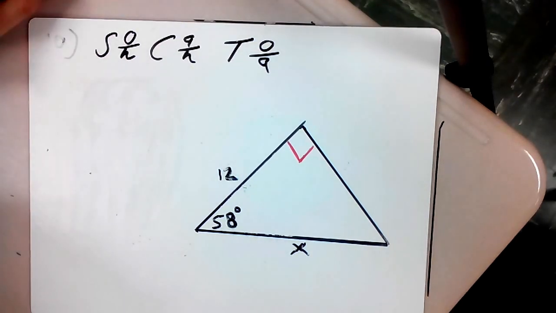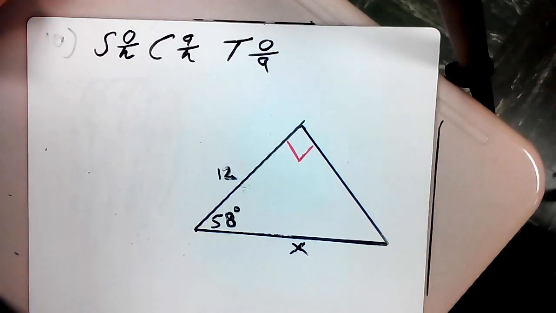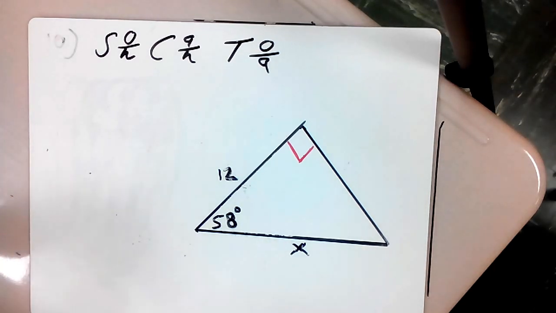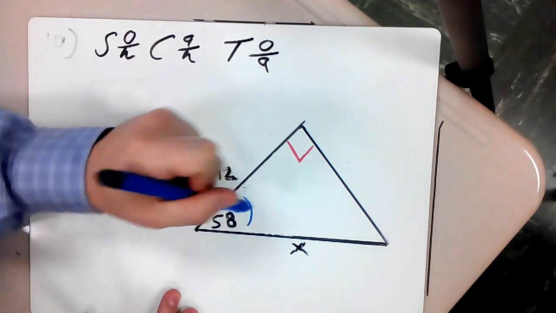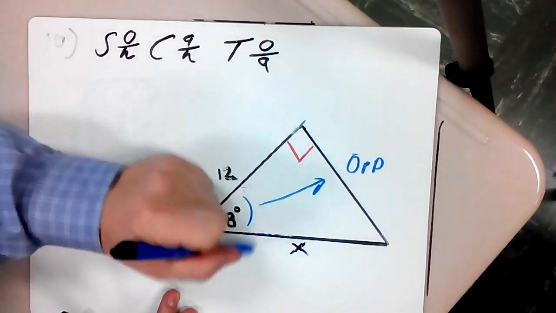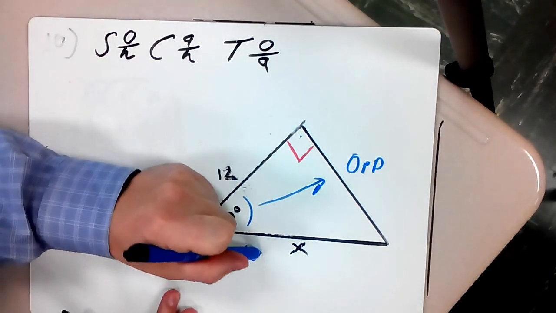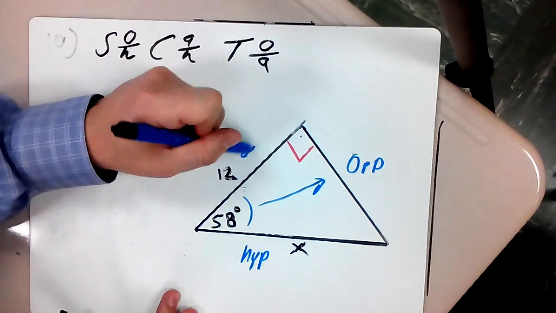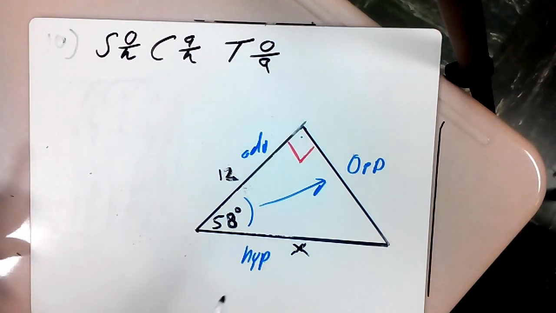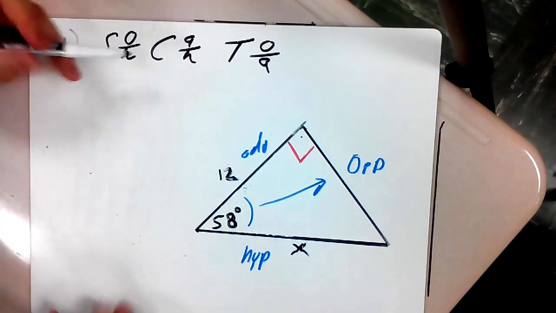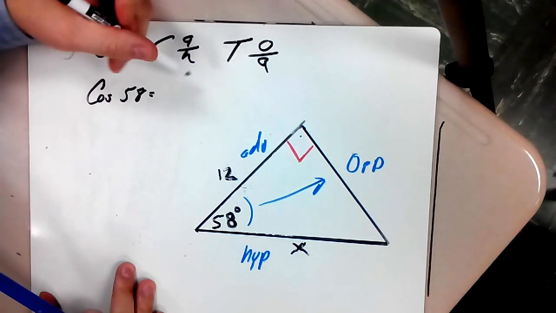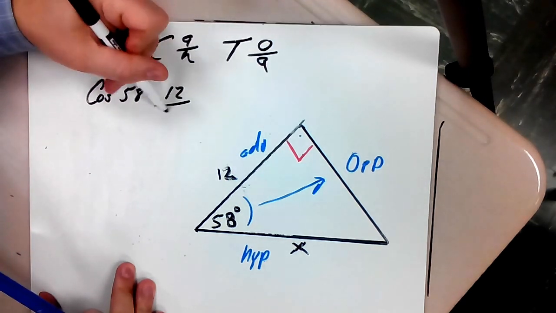All right, two more to go. I'm going to label this triangle. I picked this one because it's a little disorienting; it's all rotated. So this is the opposite, across from the right angle is the hypotenuse, and this is the adjacent. They gave me the adjacent leg and they want me to find the hypotenuse, so cosine is what I'm going to use. Cosine 58 equals 12 over x.